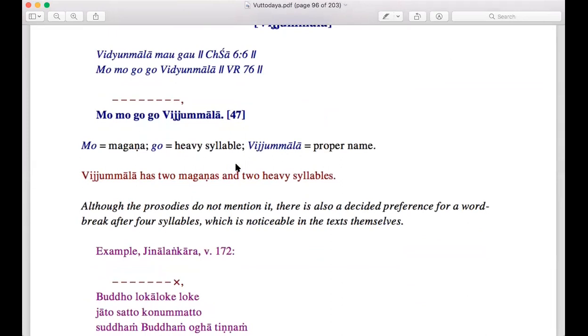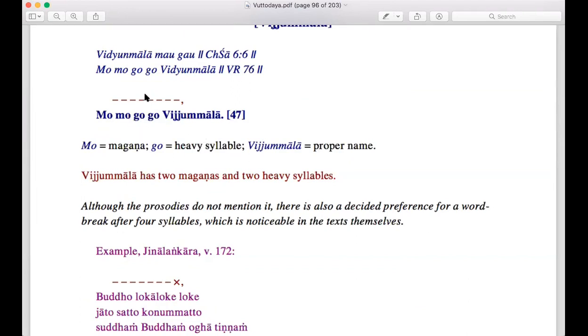Momo Gogo Vijumala. Vijumala is the name of the verse. Mo, a Magana should be there, Mo, another Magana should be there, Go, a Garu, and Go, another Garu. Two Maganas and two Garus. Vijumala has two Maganas and two heavy syllables. So that is it. If we check this, Mo, Go, 4 syllables. Vijumala, 4 syllables. There are 8 syllables in this verse.